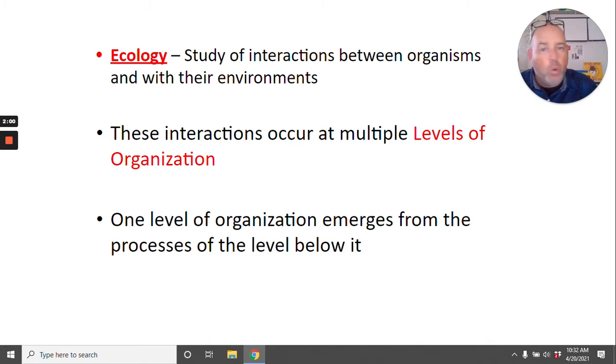Once you look at an organism, then you look at a group of organisms, which we call population. And then after that, you look at populations that interact together, and that's called a community. And then once you have a community and all those interacting populations, you have to look at the abiotic factors in that ecosystem as well. And that is going to be the level of ecosystem, right? And so one level of organization emerges from the processes of the level below it. So there's that word emergence again. Remember that word from the beginning of the year?